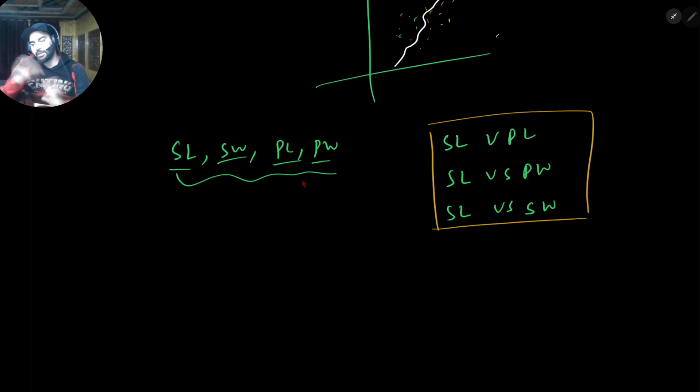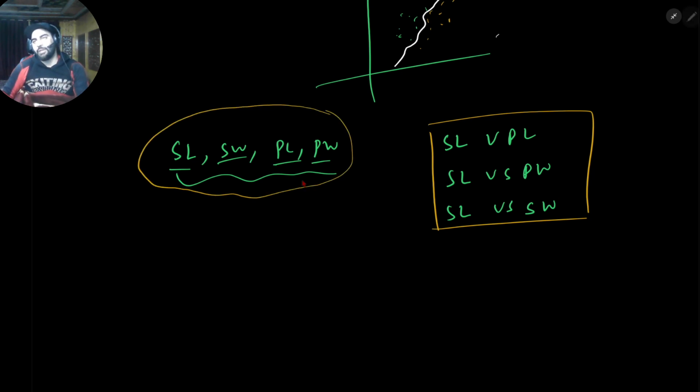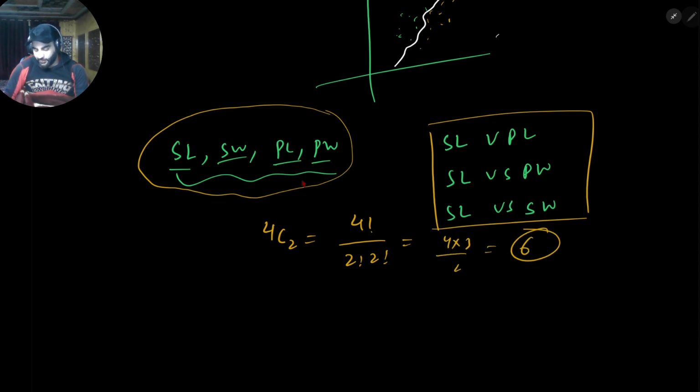So if you want to make the comparison between each of the two features, how many combinations are possible? If you know permutation combination, we have four features, and out of these we take two at a time. So there will be 4C2 combinations. So it will be 4 factorial by 2 factorial by 2 factorial. So it will be 4 into 3 by 2. It will be 6. Yeah, I think 6.